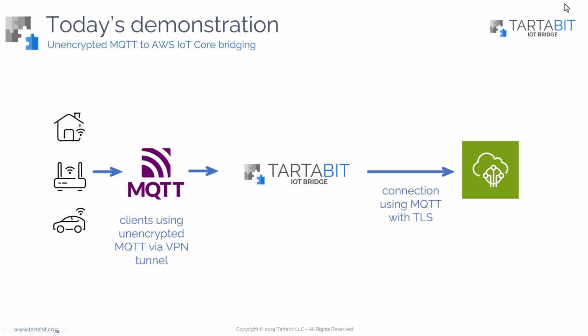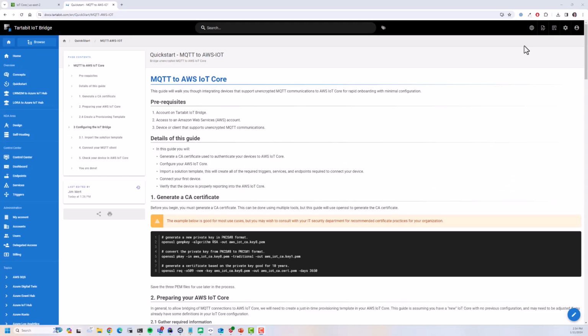So let's get started. We're going to follow the quick start guide from the IoT Bridge for doing this MQTT to AWS IoT Core bridging. Prerequisites: you need an account on the IoT Bridge, you need access to an AWS account, and you need a client that supports unencrypted MQTT communications.